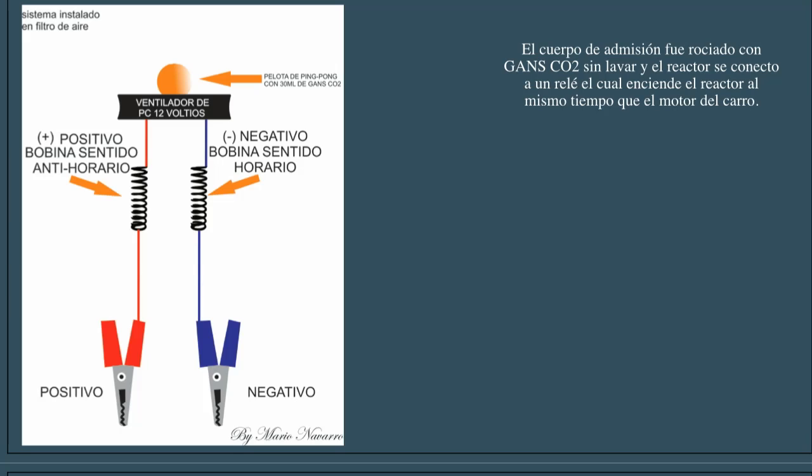This is an upper view. The ping pong ball is behind the fan, and it's filled with 30 milliliters of CO2 gas, and you can see how it is connected to the relay. He sprayed this system with CO2 gas.